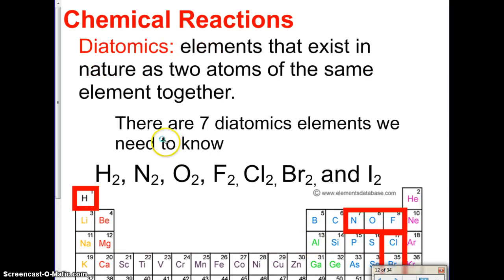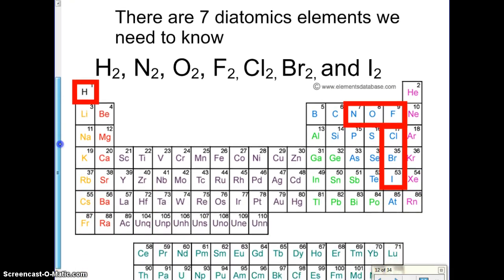Okay, and of course, again, our diatomics. Remember, our diatomics are elements that exist in nature with two atoms of the same element together. There are 7 that you need to recognize. Hydrogen, which is right there, you have your nitrogen, oxygen, fluorine, chlorine, and bromine. Those are all our diatomics.